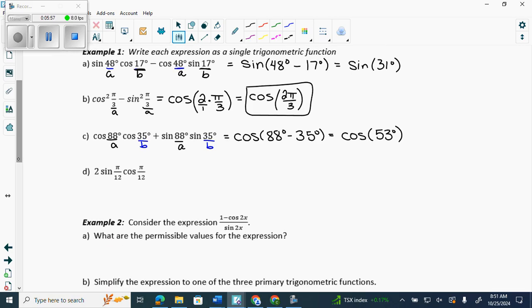What about this one? 2 sine A cos A. Is that a formula on your formula sheet? Sine 2A. So we're going to get sine 2 pi over 12. So it's sine pi over 6.